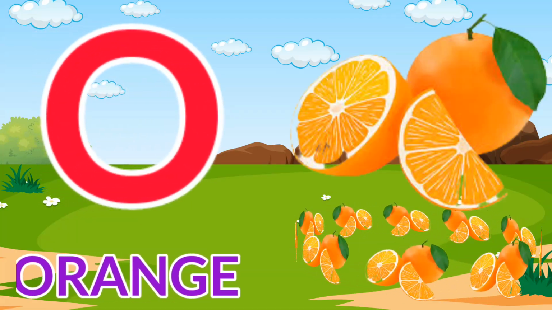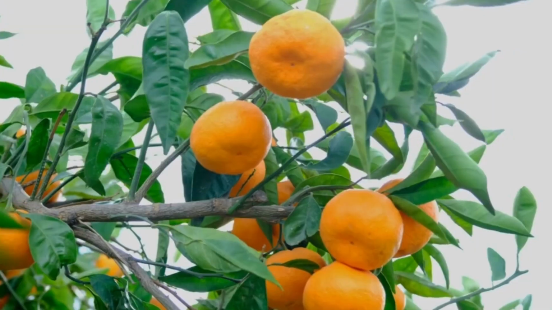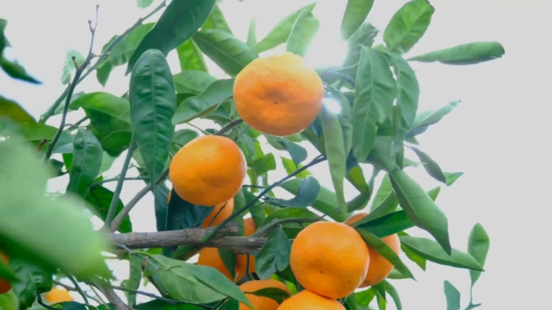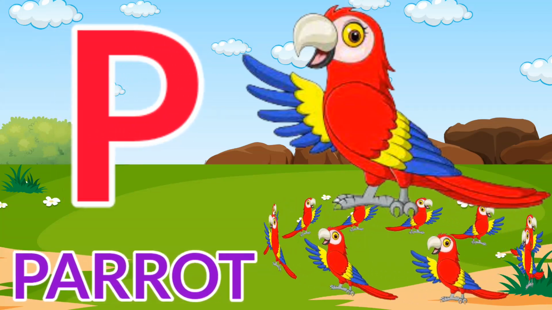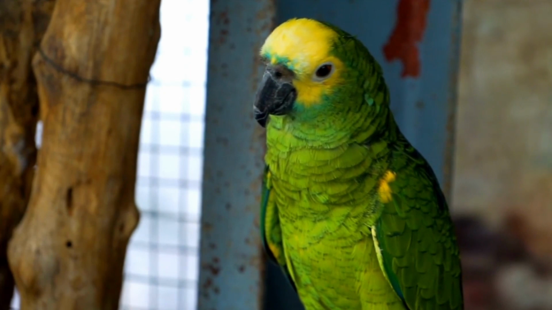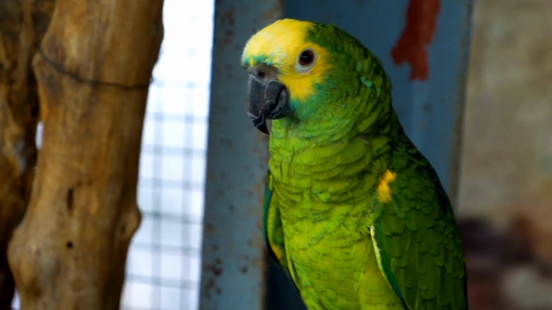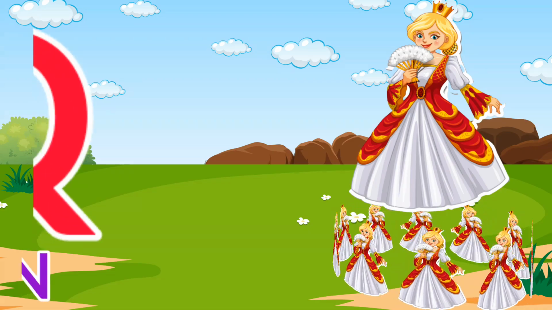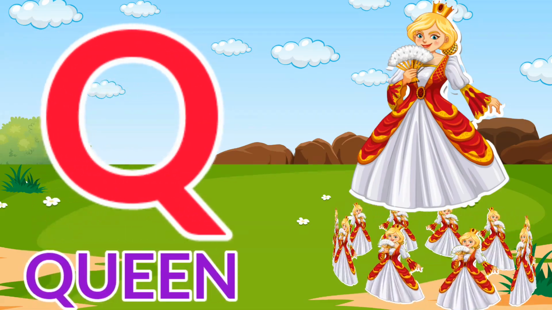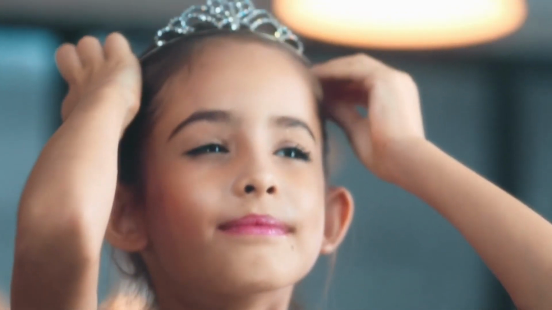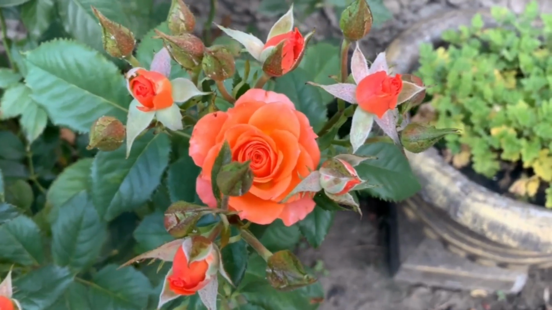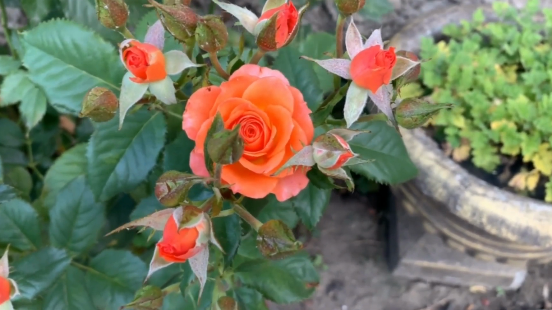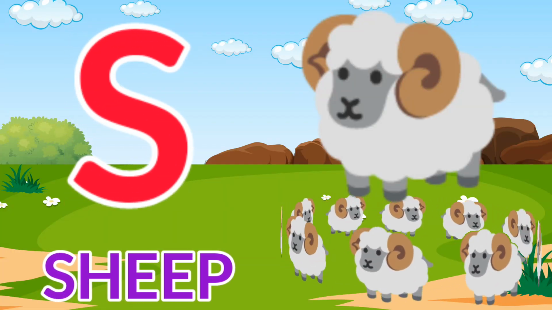O for orange. P for parrot. Q for queen. R for rose. S for sim.